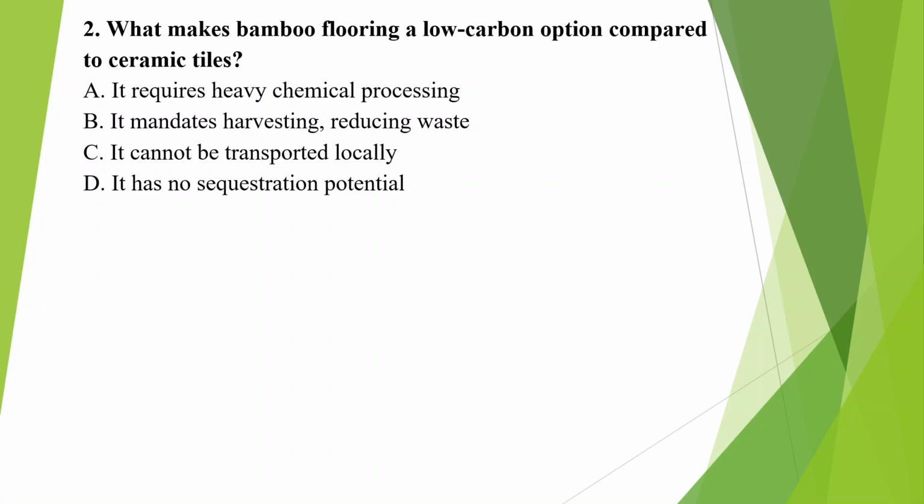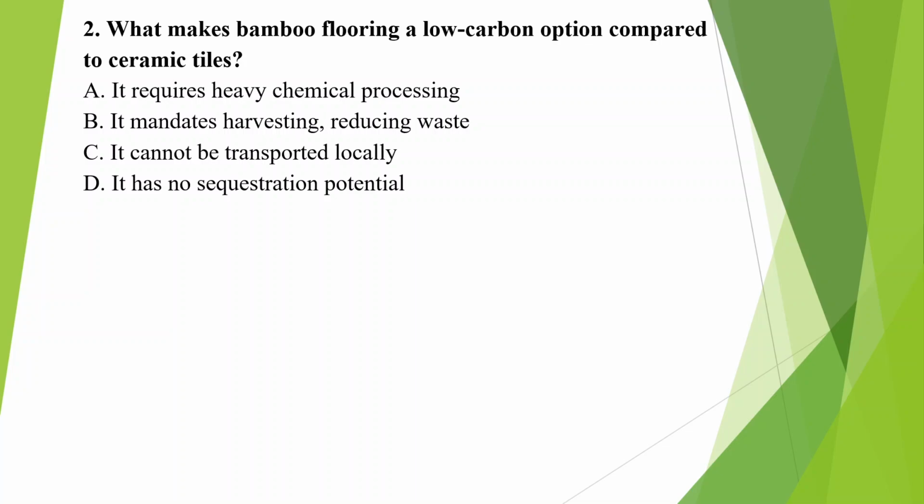Bamboo manages harvesting because its growth is faster and it has to be harvested, and when it gets harvested, it also reduces the waste. The first option which was marked, heavy chemical processing, won't come in when we are talking in terms of bamboo or why it is better. That's why option A is not the correct answer for this question.